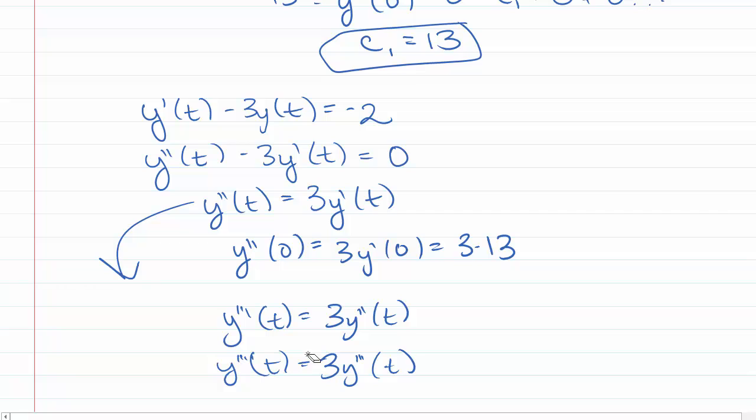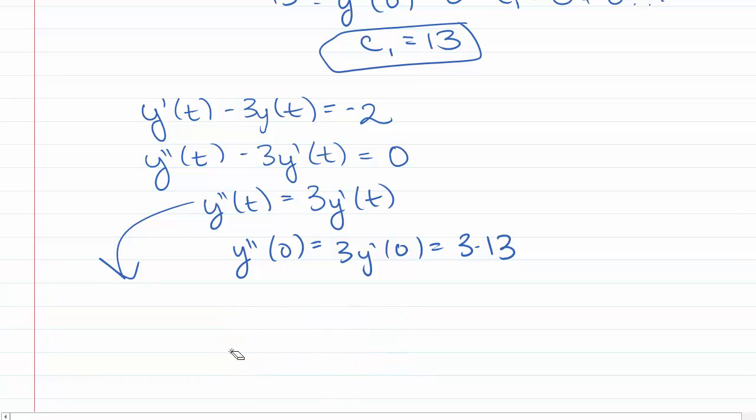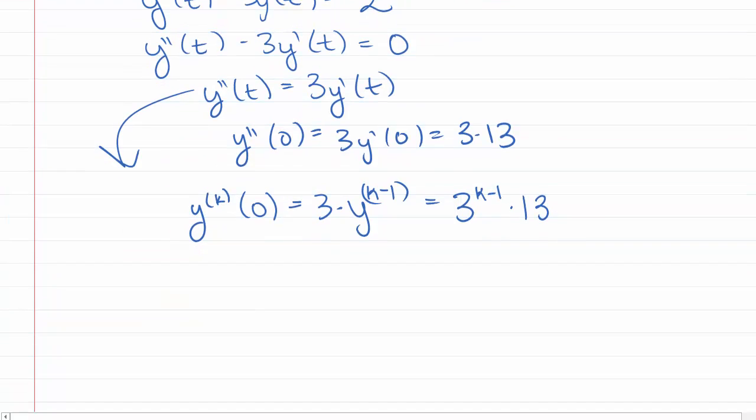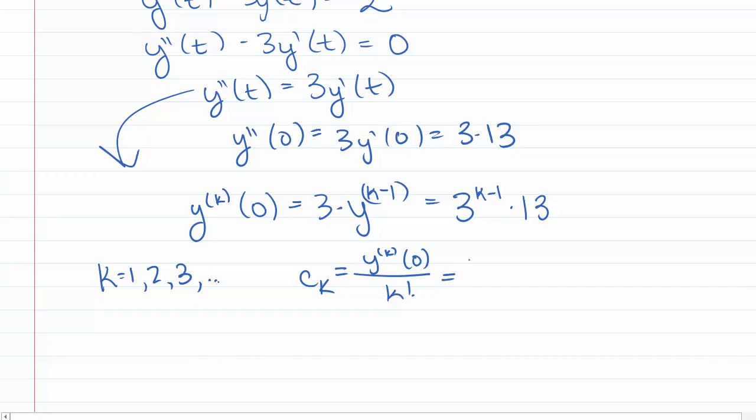So we found a pattern. Every time we take a derivative, we multiply the answer by 3. So in general, the kth derivative of y at 0 is going to be 3 times the (k-1)th derivative, which means it's going to be 3^(k-1) times 13. So we know that for all k, k equaling 1, 2, 3, etc., we have c_k equaling the kth derivative at 0 over k factorial, which is 3^(k-1) times 13 over k factorial.